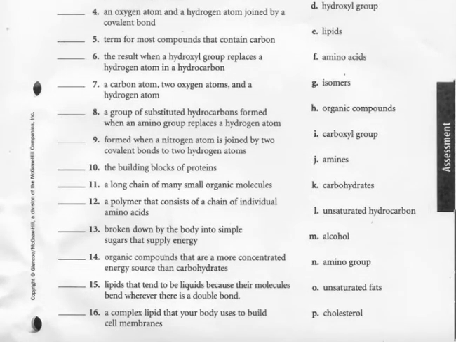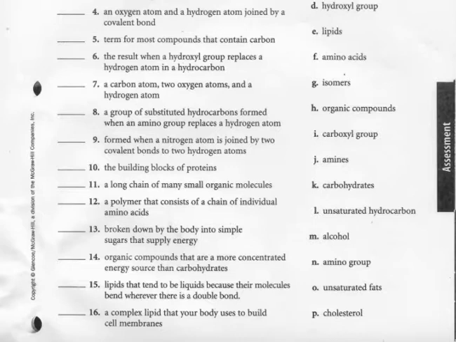Number 5, term for most compounds that contain carbon, that would be H, organic compounds. Number 6, the result when a hydroxyl group replaces a hydrogen atom in a hydrocarbon, that is M, alcohol. Number 7, a carbon atom, 2 oxygen atoms, and a hydrogen atom. All of those atoms put together are going to make up this type of group. That would be I, a carboxyl group. Number 8, a group of substituted hydrocarbons formed when an amino group replaces a hydrogen atom. That is J, an amine.